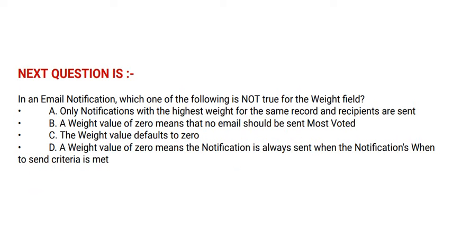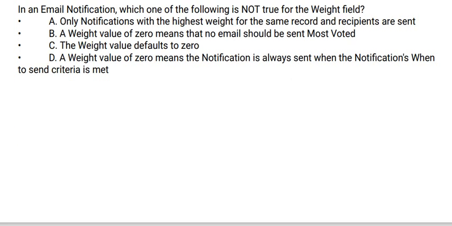Next question is, in an email notification, which one of the following is not true for the weight field? Option A. Only notifications with the highest weight for the same record and recipients are sent. Option B. A weight value of 0 means that no email should be sent. Option C. The weight value defaults to 0. And option D. A weight value of 0 means the notification is always sent when the notification's when to send criteria is met. And the correct answer is option B.